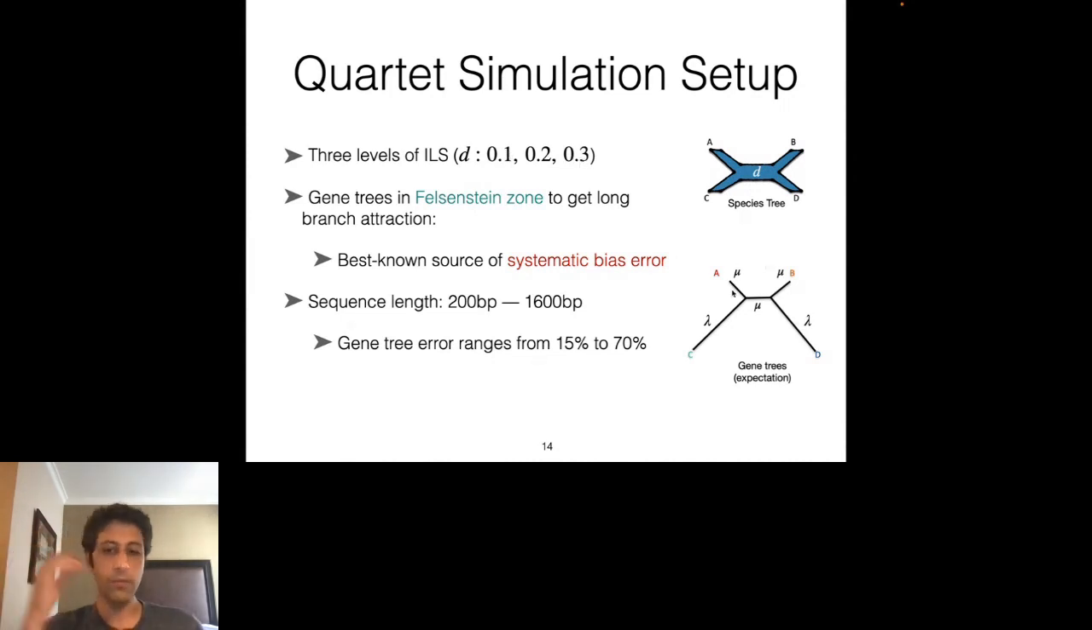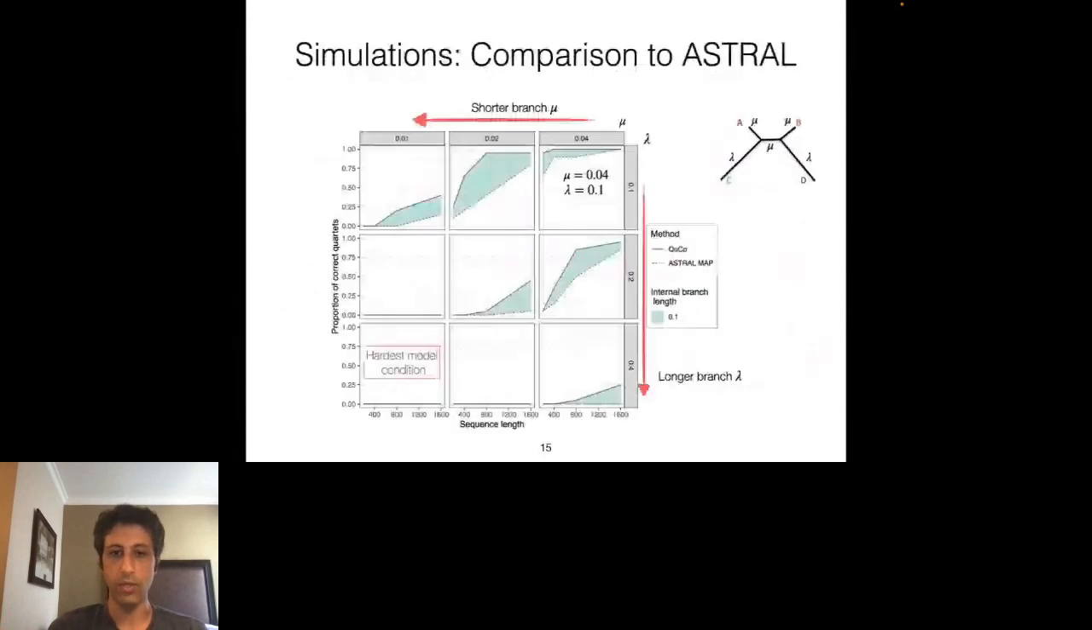But we also came up with a procedure. It's not trivial, but you can figure out the mass so that the expected branch lengths of the gene trees have this Felsenstein zone-like pattern where you have 3 short branches and 2 long branches, and you can control what these long and short branches are in expectation. So you can create gene trees that have a lot of error, ranging from 15% all the way to 70%.